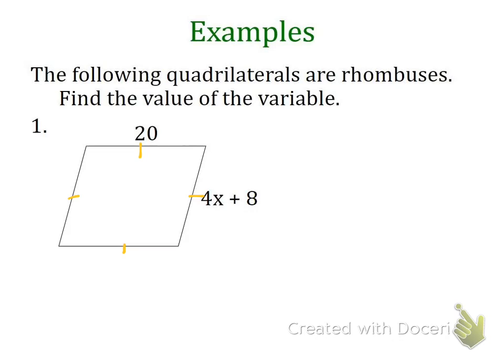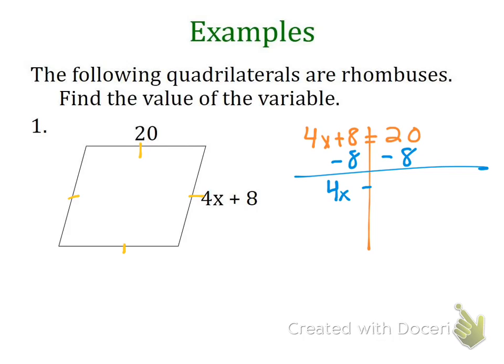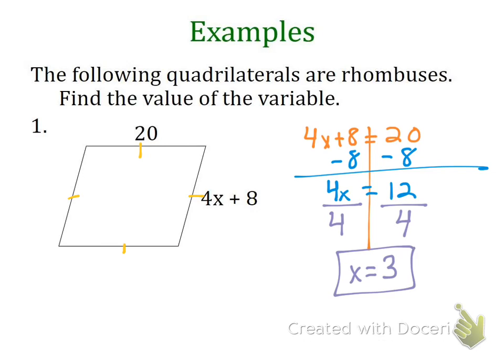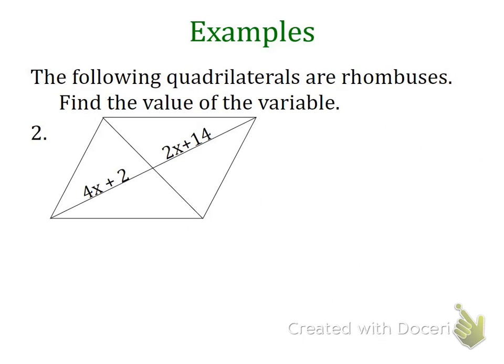So how would I solve for x? 4x plus 8 equals 20. Good. So I'm going to subtract 8 on both sides. That leaves me with 4x equals 12. Now what? Divide by 4. Good. So x equals 3.